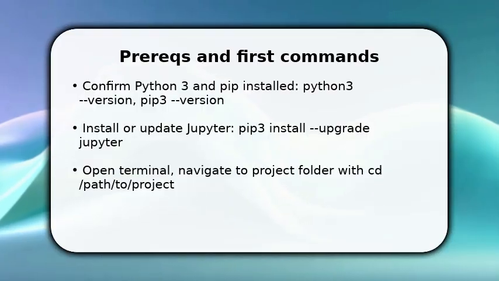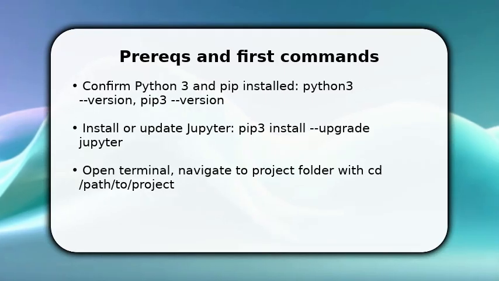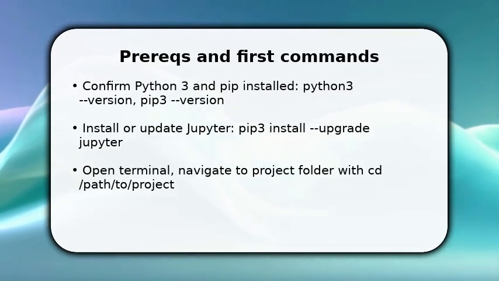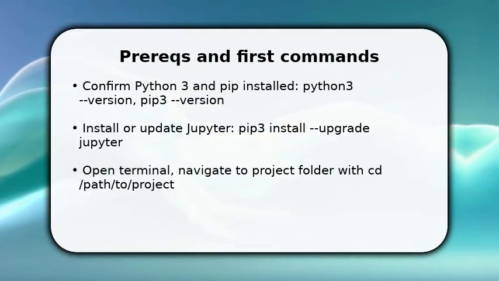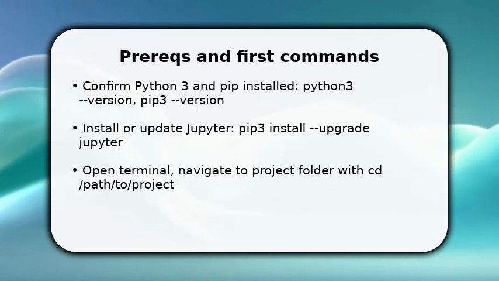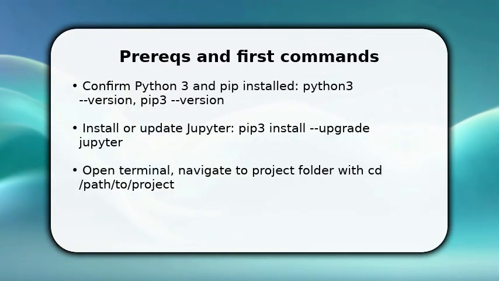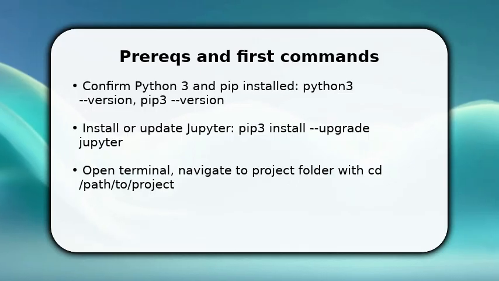You start by ensuring the essentials are present: Python 3 and pip. Once confirmed, install or upgrade Jupyter with pip3 install --upgrade jupyter so dependencies are current. Then change directory into your project folder using cd and the path. This determines where notebooks are served. You do this because Jupyter serves files from the working directory.